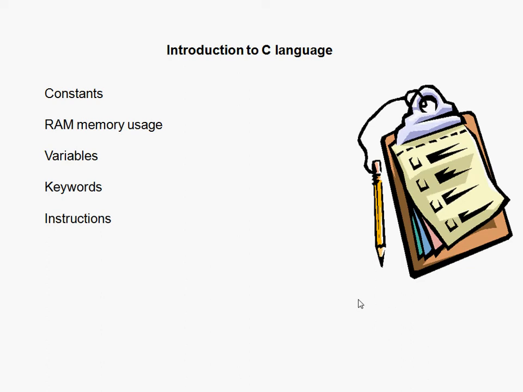Welcome to the Introduction to C Language Part 1. In this session, we will go through what is a constant, the memory usage of RAM, what are variables, what are keywords, and what are instructions.